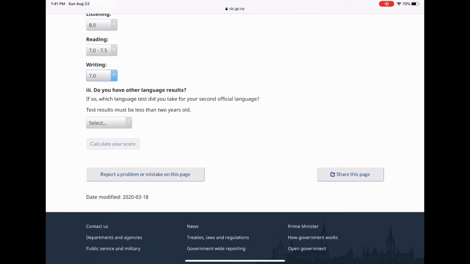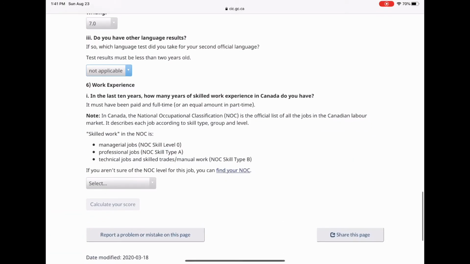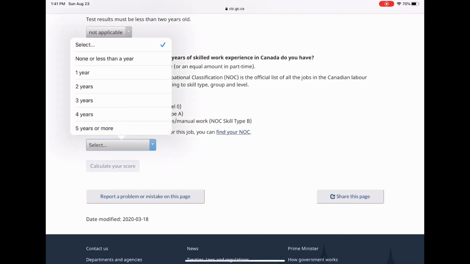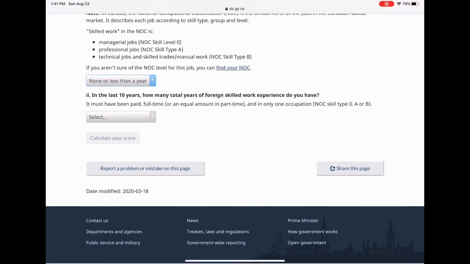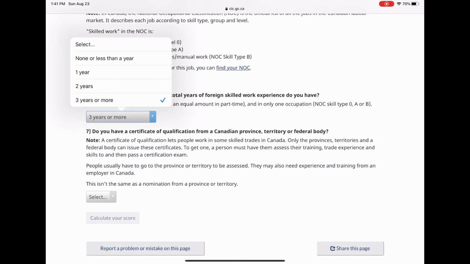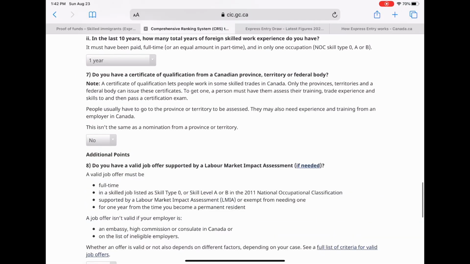Now, do you have any other language tests done? Nope, I didn't do anything else. But if you have done, definitely that's gonna get you more points. Then, do I have any work experience in Canada? Nope. How many total years of foreign skilled work experience do you have? Well, I had 3 years or more, but the bare minimum is 1 year, and definitely adding 3 years or more is gonna get you more points.